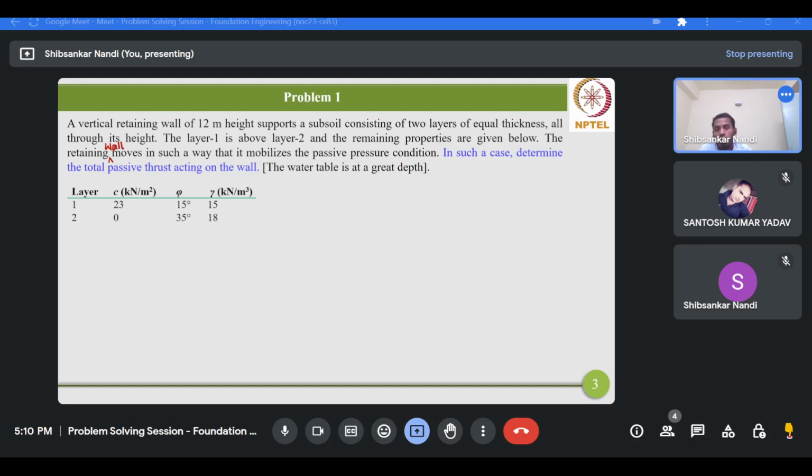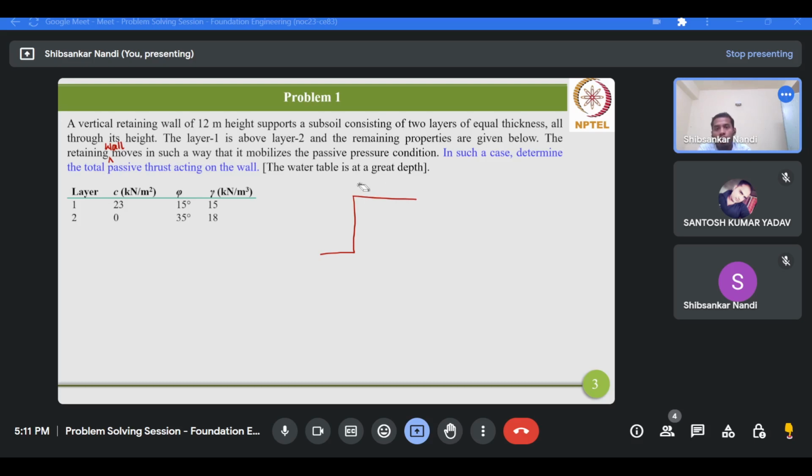So you should know what is the condition for which it mobilizes the passive pressure condition. It should move towards the backfill. If this is the retaining wall, then depending on the movement of the wall, you will have 3 kinds of pressure. At rest, when there is no movement, then active and passive. When the wall moves away from the backfill, you will have active pressure. When it moves towards the backfill, on this side, you will have passive pressure.